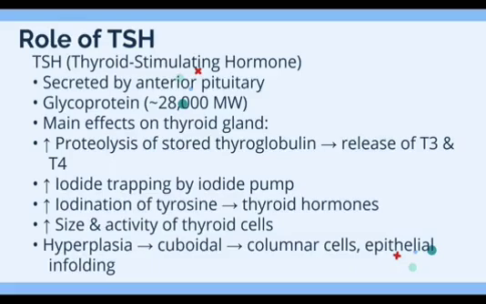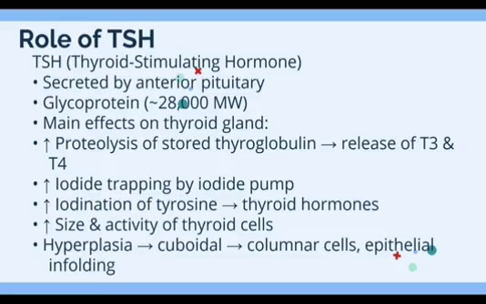The role of TSH, thyroid stimulating hormone. It is secreted by the anterior pituitary. This is a glycoprotein. The main effects of TSH on the thyroid gland: it increases the proteolysis of stored thyroglobulin, and this helps to release T3 and T4. It also increases iodide trapping by the iodide pump, and it increases the iodination of tyrosine.